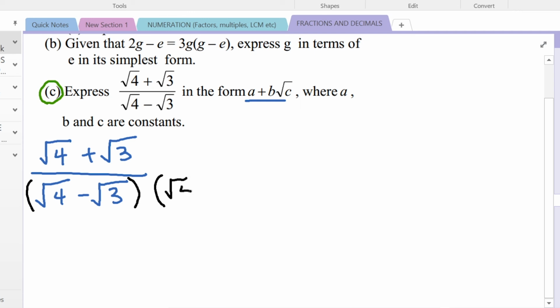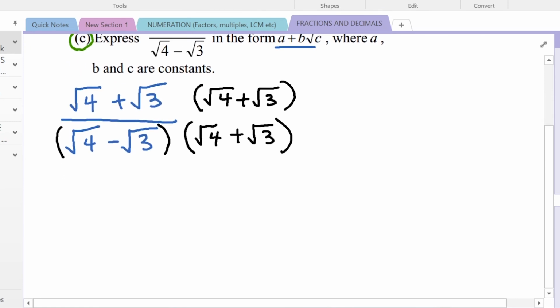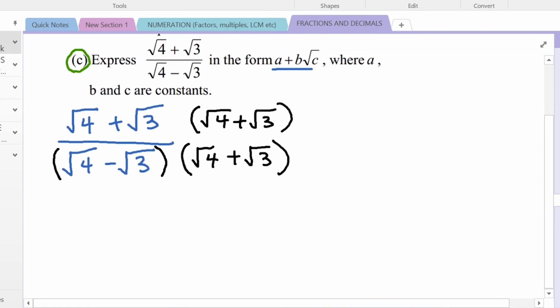So this becomes root 4 plus root 3. We multiply the bottom and the top by root 4 plus root 3. Now, what do I mean by rationalizing the denominator? What is a conjugate of a surd? I explain all those details in some lecture where I start with surds from beginning to end. This is just revision, so I am assuming that you have that background knowledge, you learned this topic in class. So I am not going to go so much into those details. So we proceed with the working.